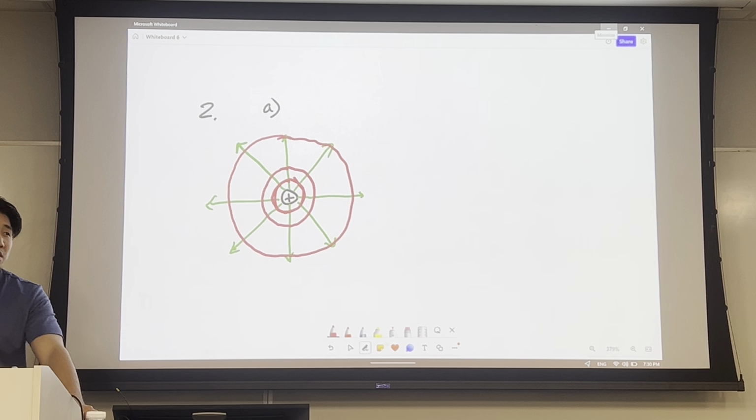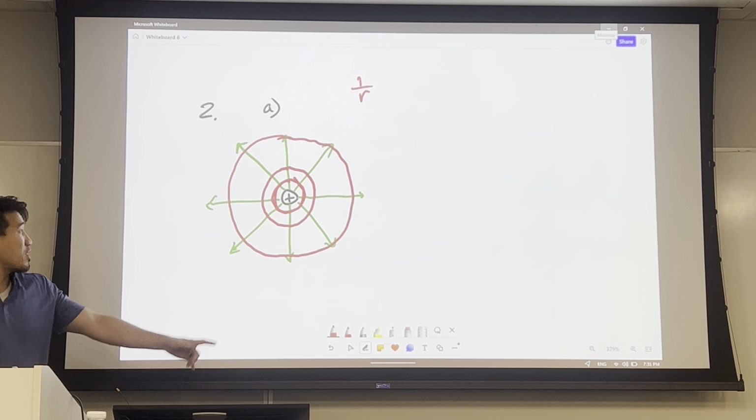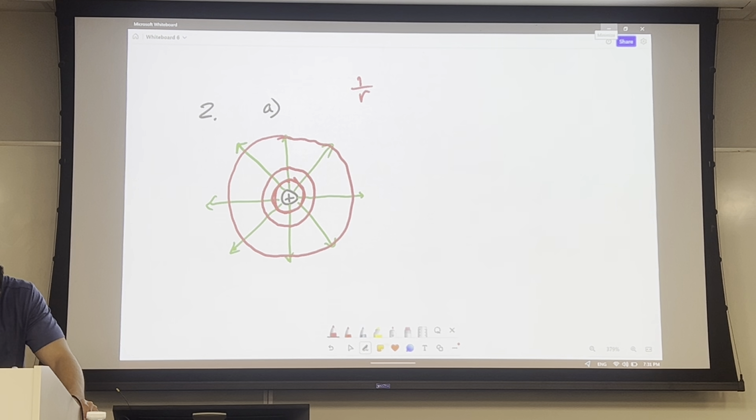It would have to be like this, because there is a 1/r relationship. Which one would be 3 volt or 3V, the highest voltage? The smallest one or the largest one? The smallest. Yeah, the smallest one, because it's closest to the positive. This one is 3V, then 2V, then 1V.